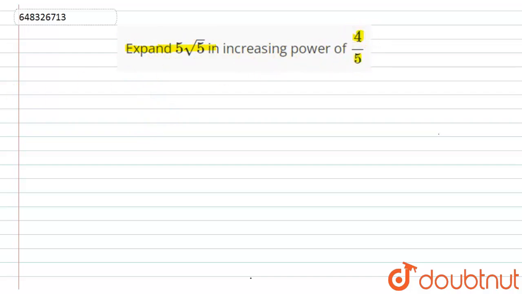Hello students, the question is: expand 5 root 5 in the increasing power of 4/5. So for this, let's see the solution here. Simply, in this question, we have to find the expansion of 5 root 5 in the increasing power of 4/5.